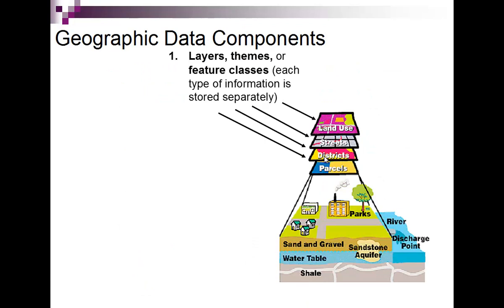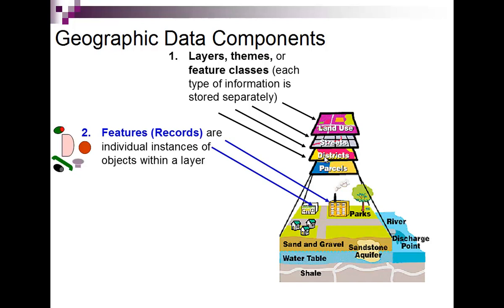And we have geographic data components. We have layers or themes or feature classes. So these are our crimes. These are our states. These are our rivers, roads. These are our different things that are going to be layered on top of each other so that compose the map eventually.